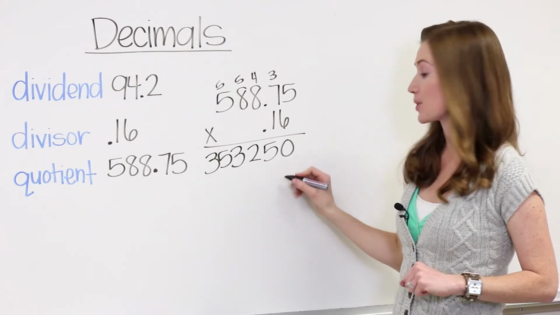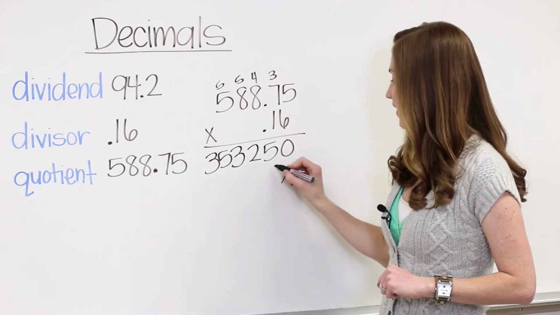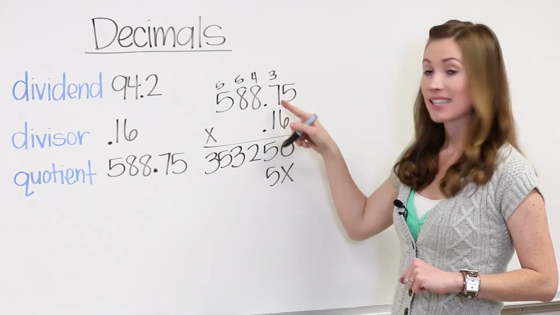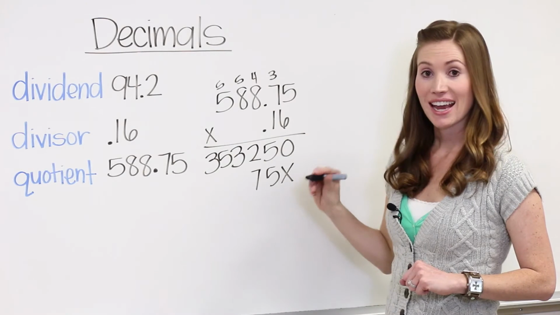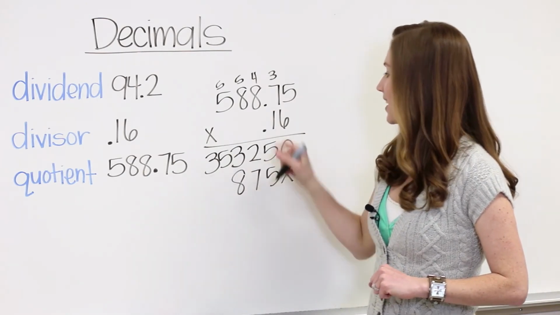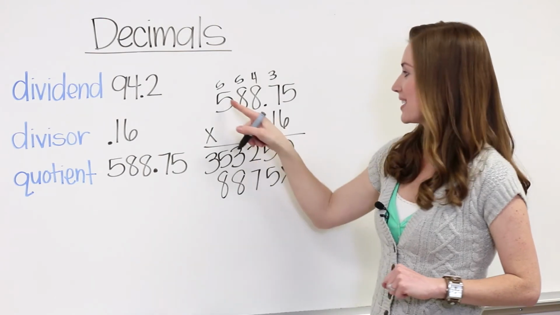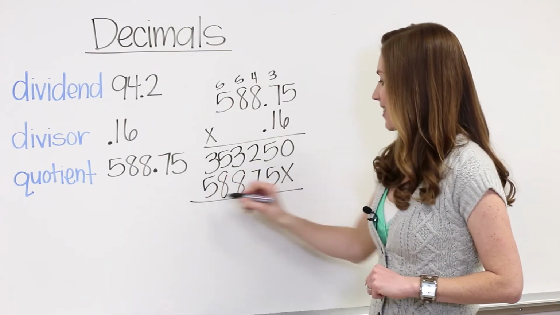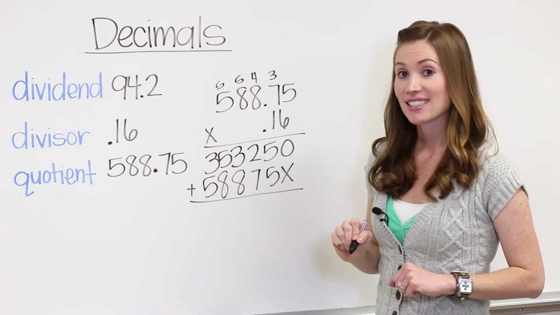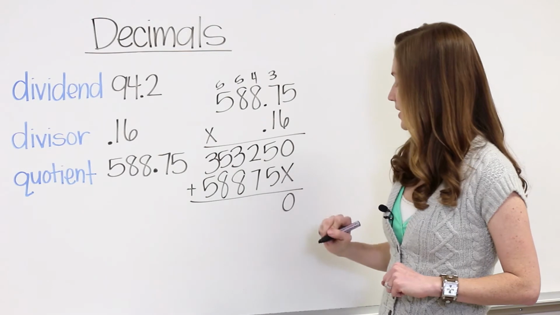Now let's add our placeholder. 1 times 5 is 5. 1 times 7 is 7. 1 times 8 is 8. 1 times 8 is 8. 1 times 5 is 5. Let's add these so we can get our final product. 0 plus nothing is 0.